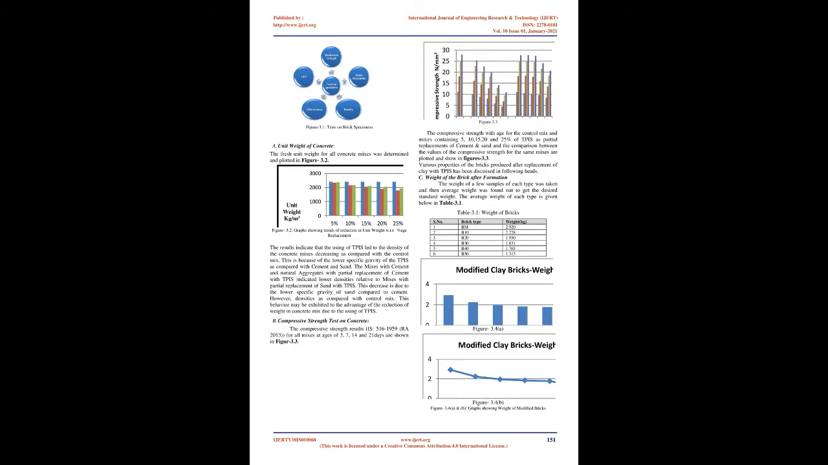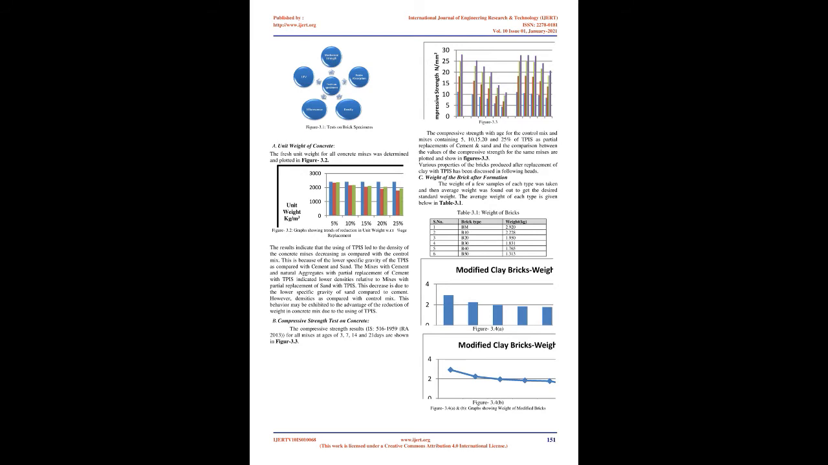This decrease is due to the lower specific gravity of sand compared to cement. However, densities were lower as compared with the control mix. This behavior may be exploited to the advantage of the reduction of weight in concrete mix due to the use of TPIS. B. Compressive strength test on concrete.